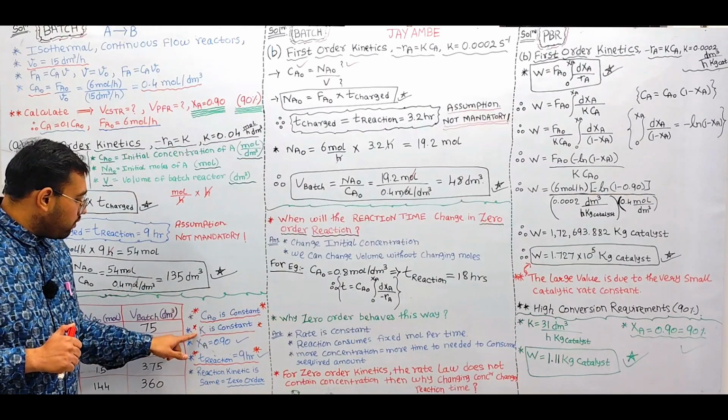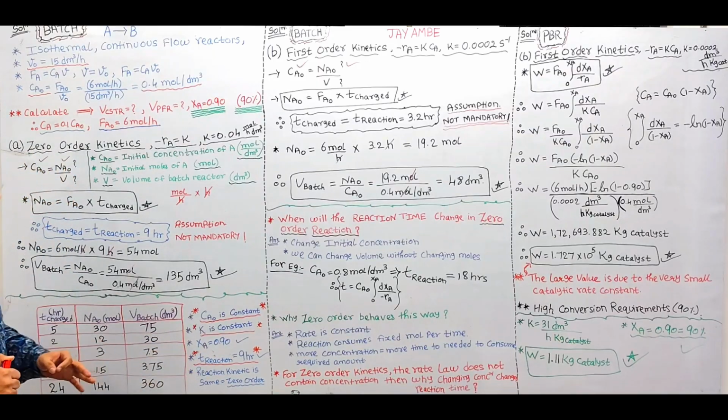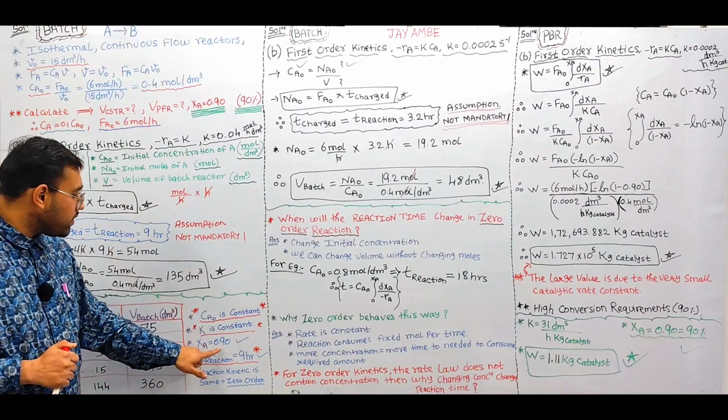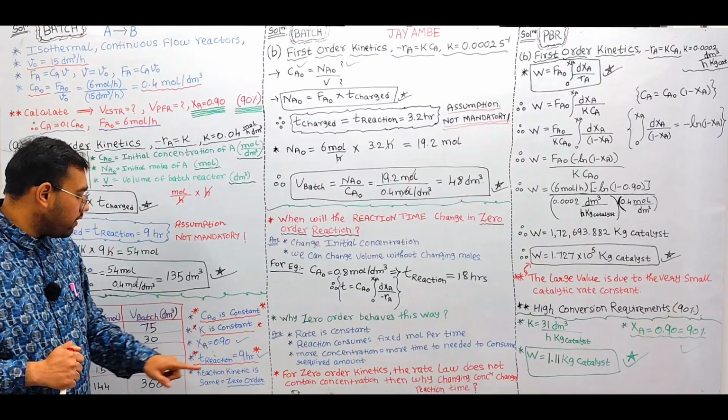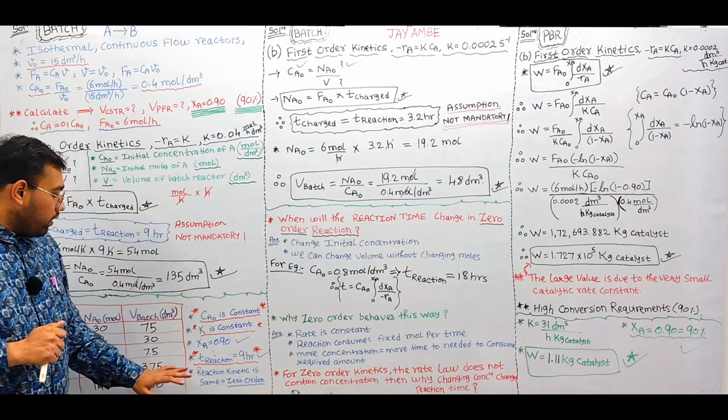Okay, the rate constant value is also constant. Now we have the constant conversion of 90 percent, so XA is equal to 0.90, and we are understanding this for zeroth order reaction kinetics.